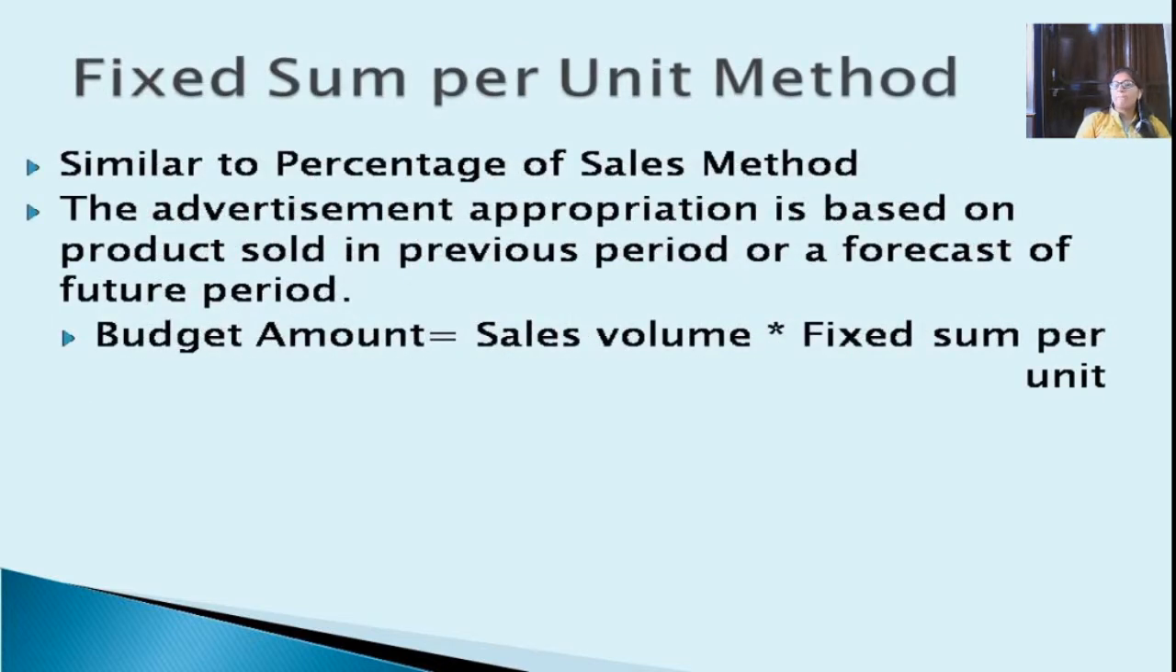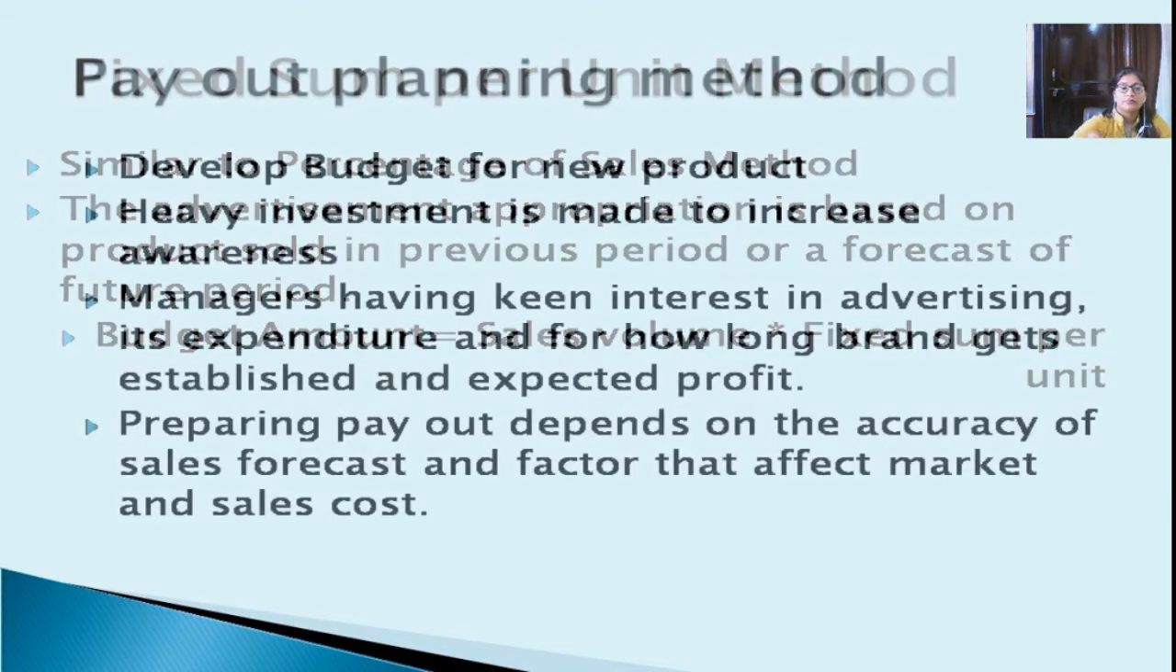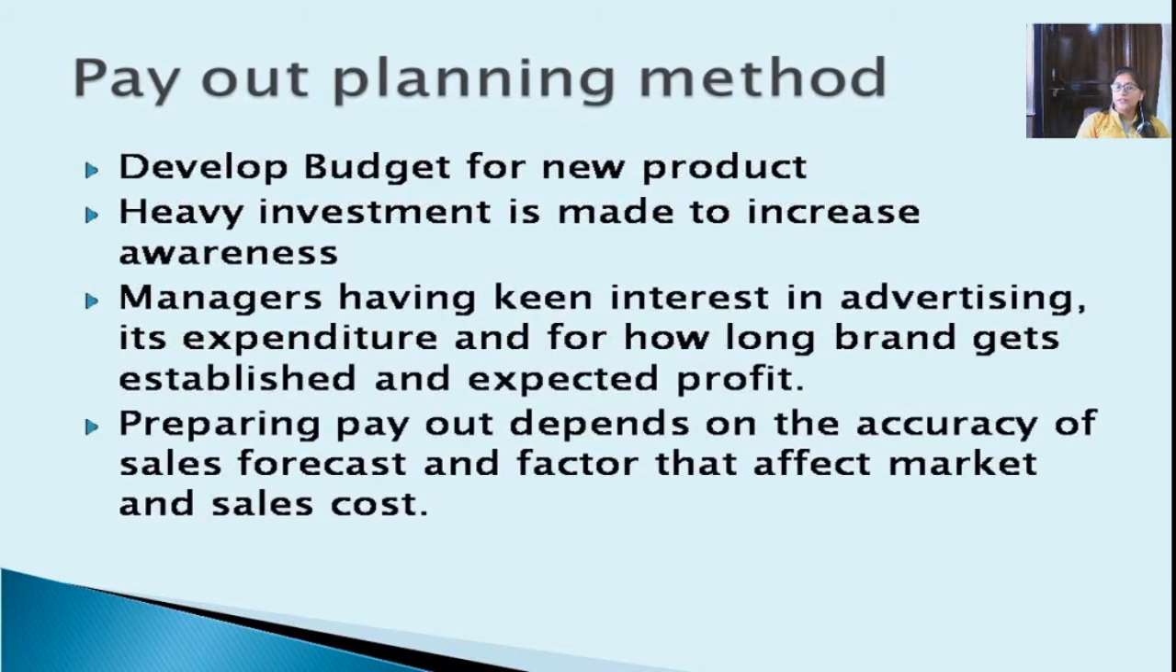Next is fixed sum per unit method. This method is similar to the percentage of sale method, but there we spend a percentage of sales, whereas here the budget amount is equal to sale amount into fixed sum per unit. We fix a certain amount, suppose rupees 2 per unit or rupees 1 per unit, then we multiply this amount with the sale volume, and accordingly that will be our budget amount to be spent on advertising.